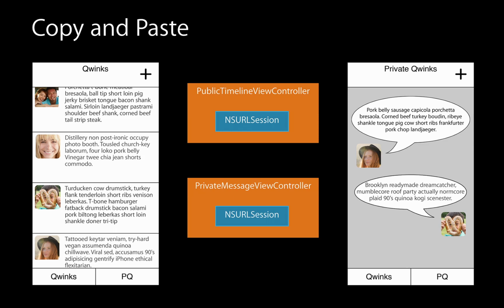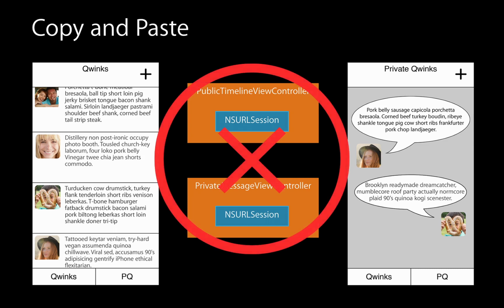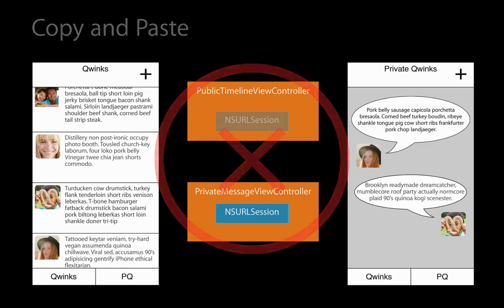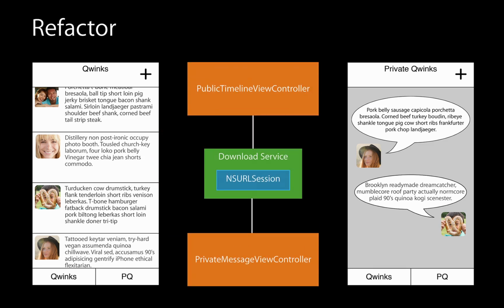But then what happens over time? If something changes, a URL changes, or who knows what else, the interface to that thing changes, and we have copy and pasted code. Now when we fix it in one place, it's not going to get updated in the other. So bad idea. So instead what we'll do is let's refactor this and pull that URL code out of the view controllers and put it into a download service.